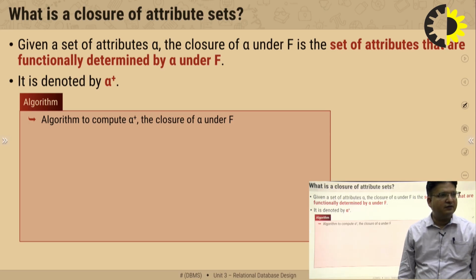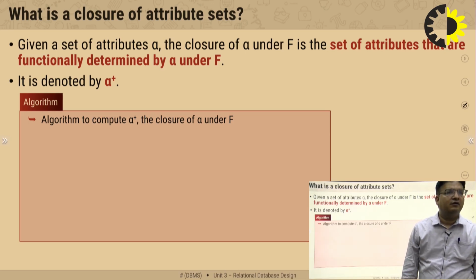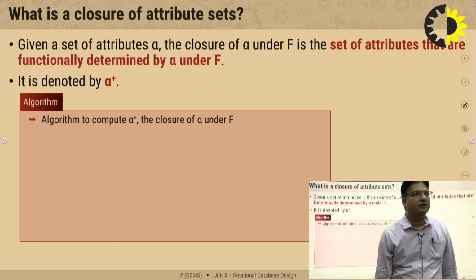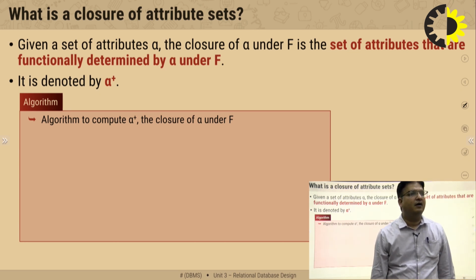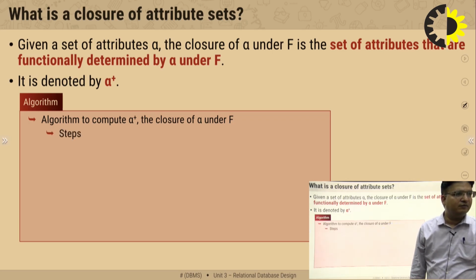Now given a set of attributes A, the closure of the attribute set under F is the set of all attributes that are functionally determined by A under F. It is denoted by A plus. This is the algorithm to compute A plus.